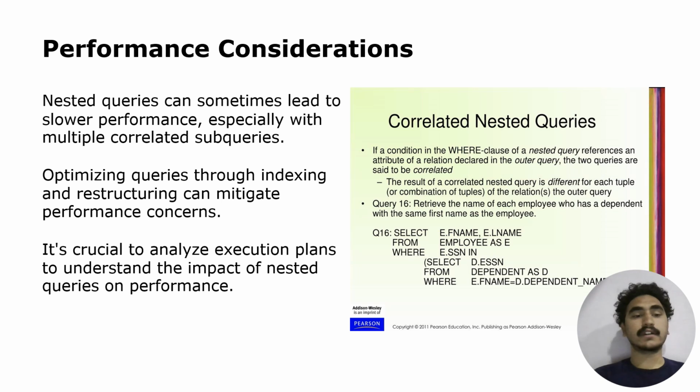Performance consideration. Nested queries can sometimes lead to slower performance, especially with multiple correlated subqueries. Optimizing queries through indexing and restructuring can mitigate performance concerns. It's crucial to analyze execution plans to understand the impact of nested queries on performance.